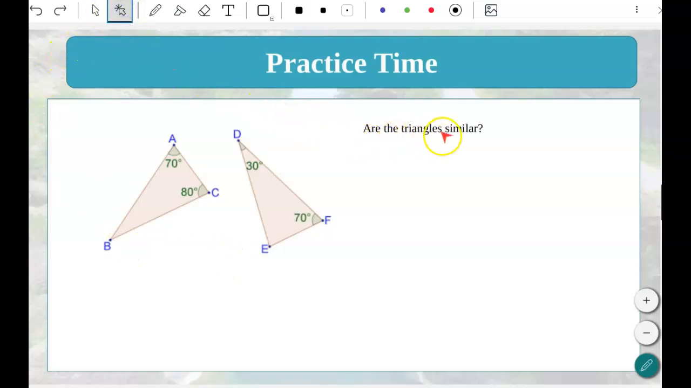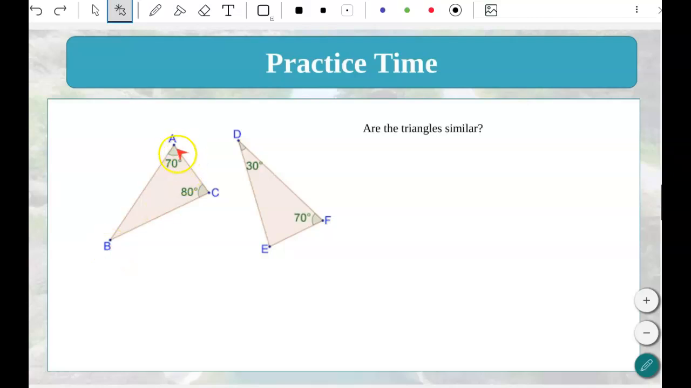It says, are the triangles similar? So we have 30 here, and over here we have 70. So we need to figure out what the missing angle is here or here, it doesn't matter. So let's figure out what B is.